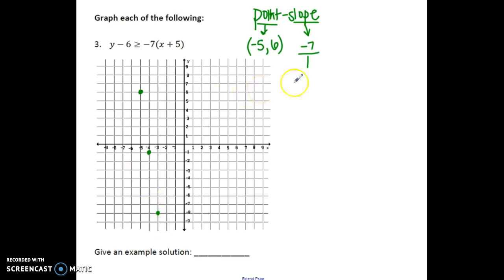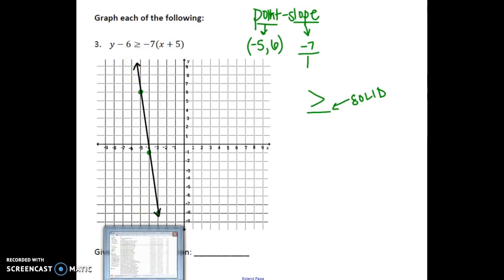So now the question is, should we connect this with a solid or a dotted or dashed line? This includes the equal to sign. So because it's greater than or equal to, that equal to part says that we should connect with a solid line. So let me pick up my line tool and go ahead and connect these points with a solid line. Again, we can put arrows on the end that say this continues forever in both directions.